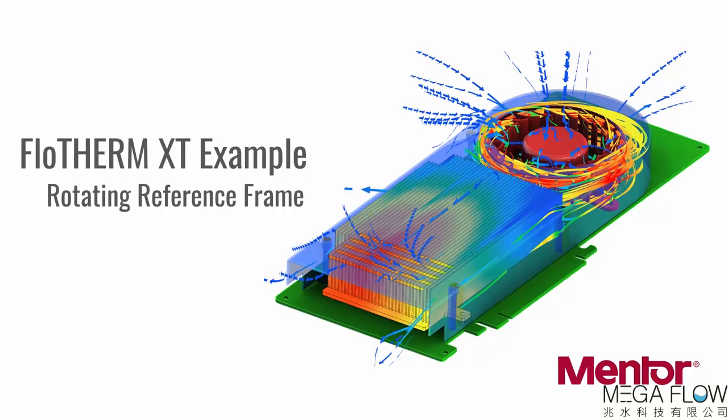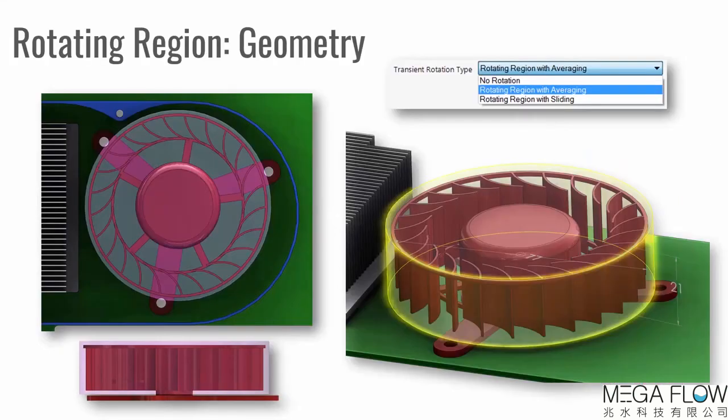We'll finish up with a quick example from Flotherm XT of a graphics card using the rotating reference frame approach. The first step will be to create geometry that will become the rotating region. If you look at the image in the upper left, you'll notice that I've kept the boundary of the rotating region some distance away from the boundary of the graphics card cover, which will result in a more uniform flow condition at the boundary of the rotating region.